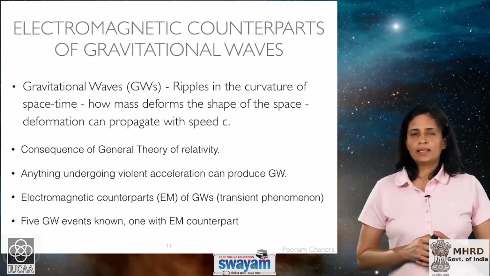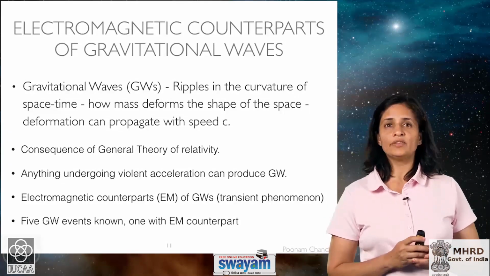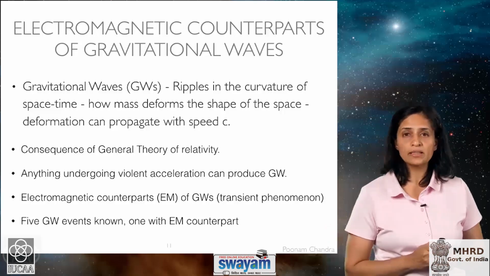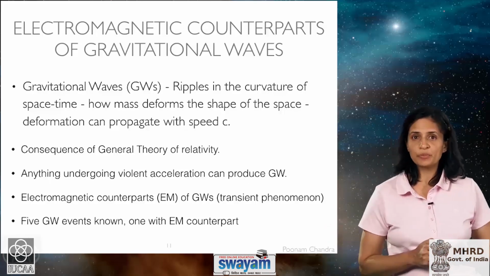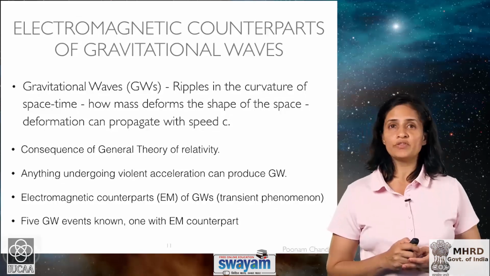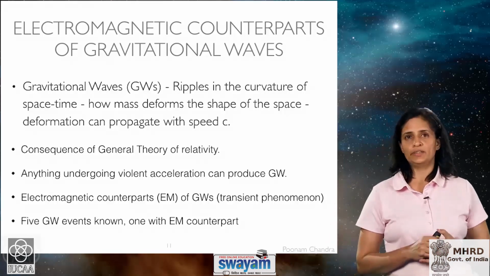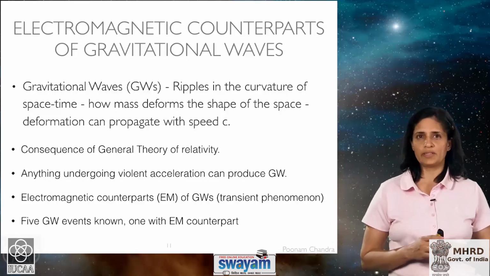All right, electromagnetic counterparts of gravitational waves. This is one of the most exciting topics these days, because gravitational waves were predicted by Einstein in 1916, and they are the consequence of general theory of relativity. But it took us almost 100 years to detect these gravitational waves.